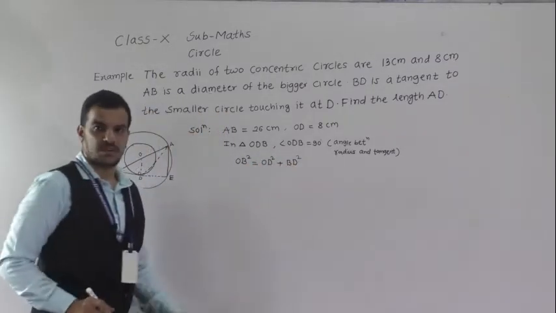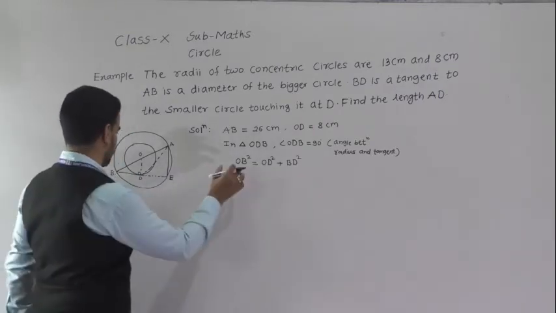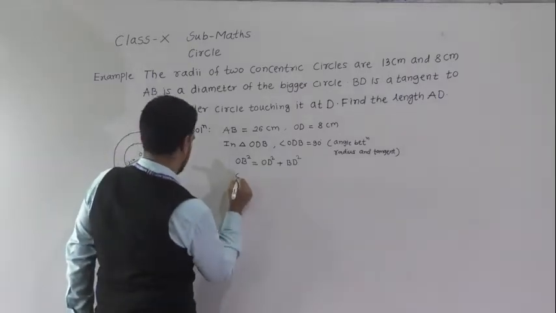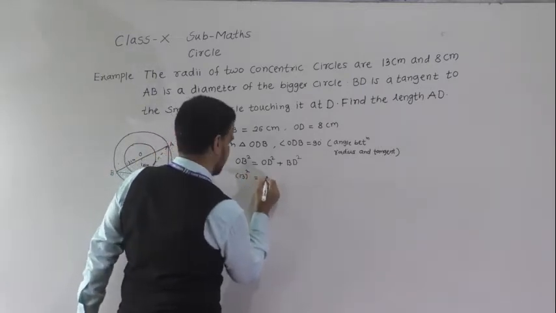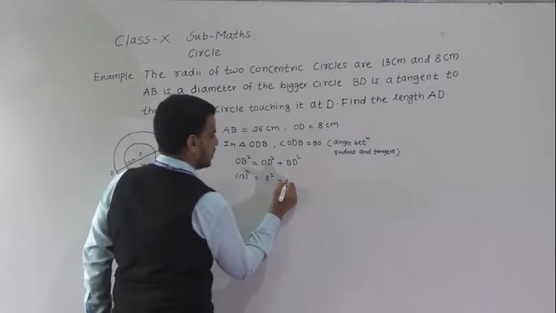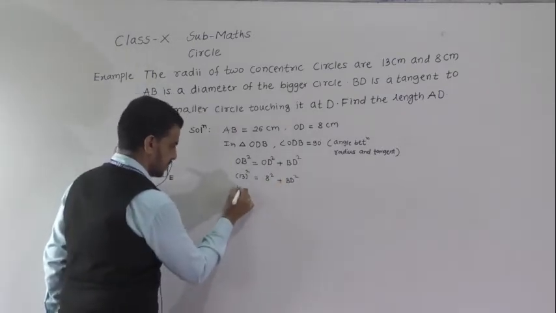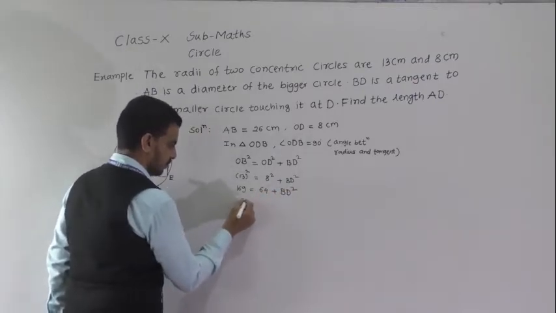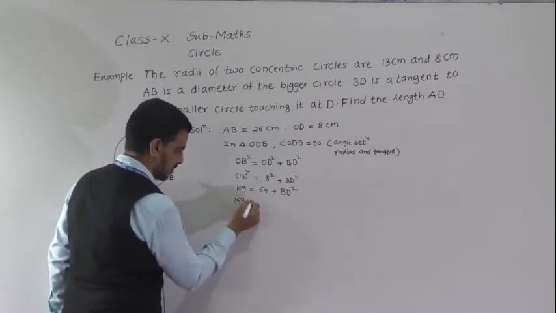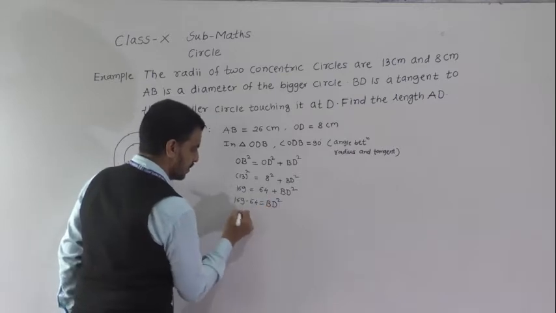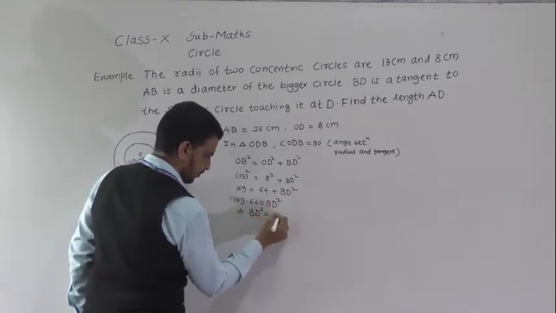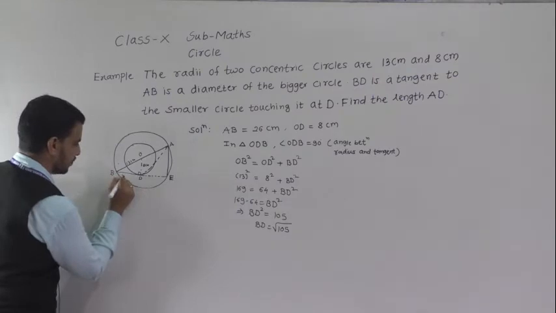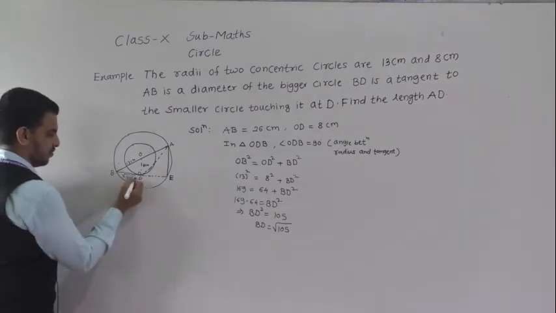square, okay? OB square is equal to OD square plus BD square. Now OB is 13 centimeter, OD is 8 centimeter. So 13 square is equal to 8 square plus BD square, okay? Now 13 square is 169, 8 square is 64 plus BD square. So the 64 we can shift here, 169 minus 64 is equal to BD square. So BD square is equal to 105. So BD is equal to square root of 105, okay? So length of BD is equal to root 105 centimeter, okay?